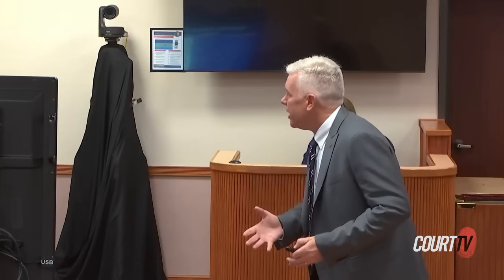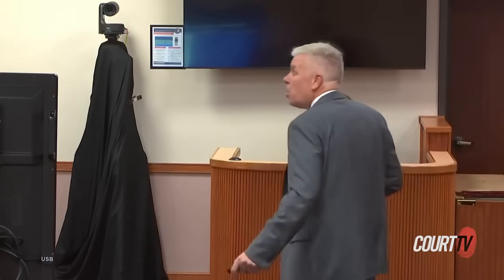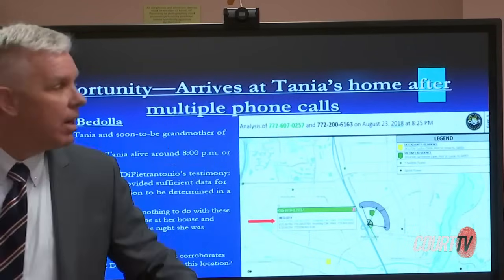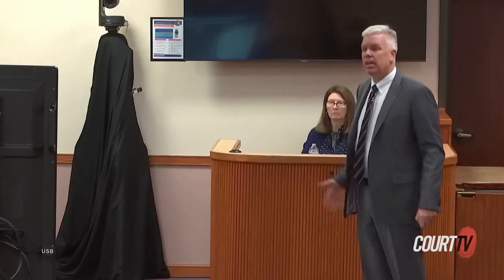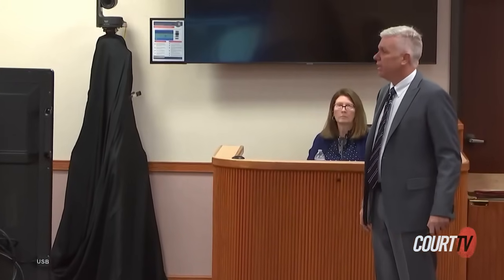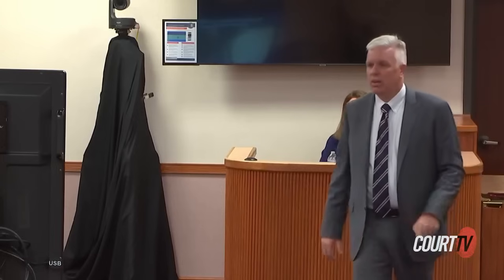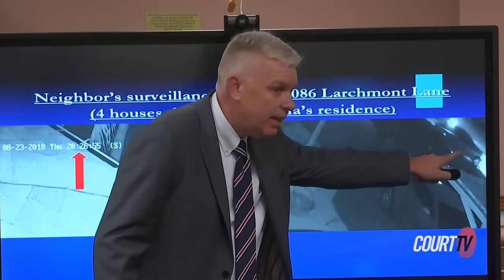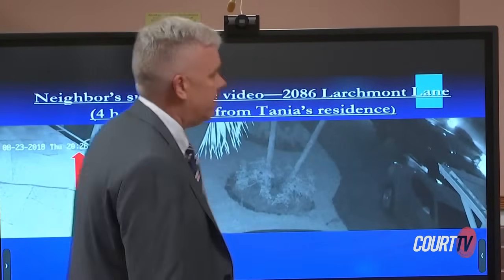And so again, wait a second, but we need corroboration, right? How do we know that Agent Kelly is right about this? How do we know that this is accurate or not? Well, I'll tell you why. Because the neighbor of Tania, we pulled her in. And guess what? Surveillance video from their house. What does it show? At 8:26, we see a truck leaving Larchmont Lane.